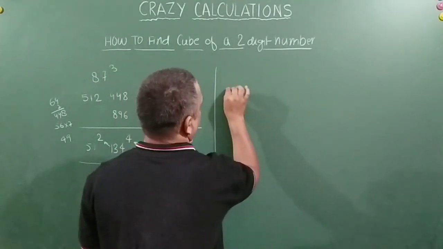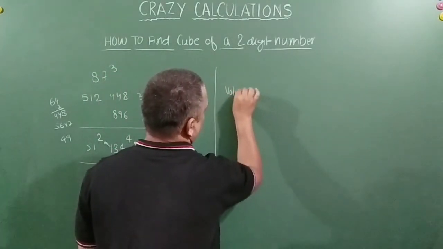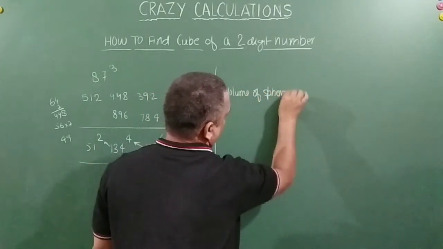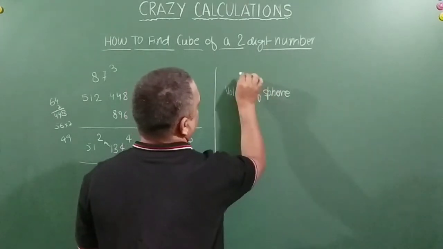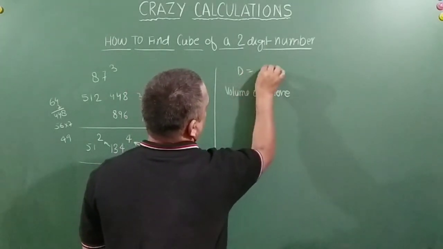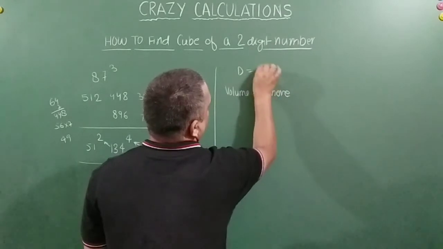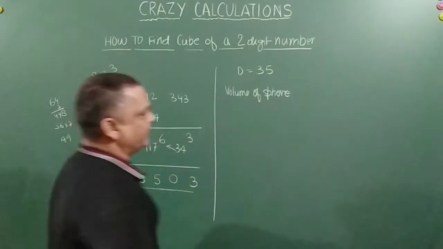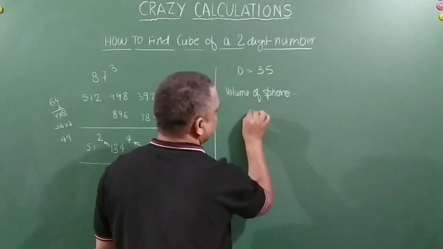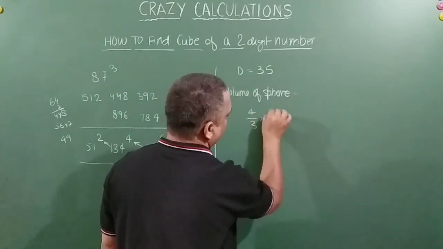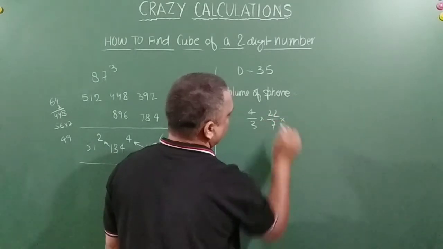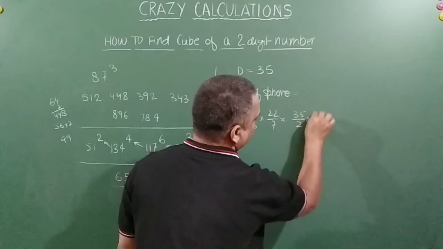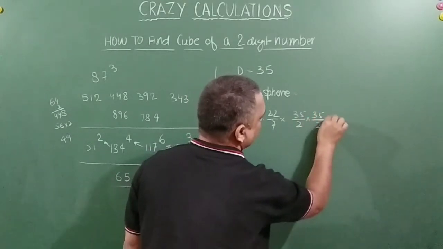Let's say volume. Volume of sphere. Diameter is given to be 35. I need to find out the volume of the sphere, right? So which is equal to 4 by 3 into pi into r cube, that is equal to 35 by 2 into 35 by 2 into 35 by 2.